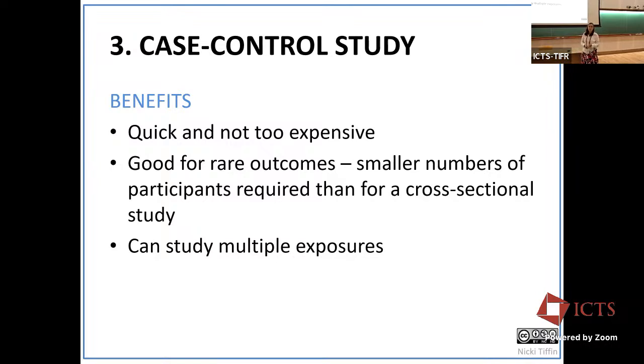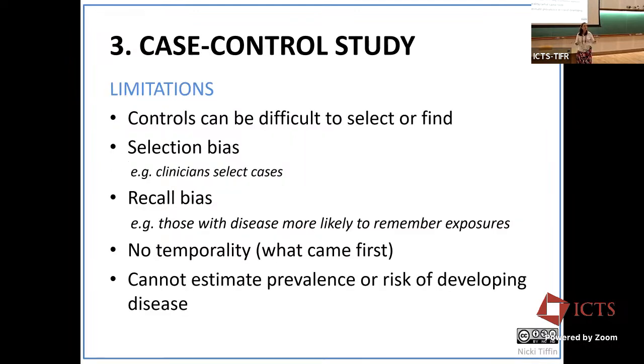And you can study multiple exposures, but you can't study multiple outcomes. So you often see in the big cohort studies, they talk about nested case controls. We'll talk about cohort studies, but sometimes in a big data set, you can actually subselect cases and controls and do a subset case control study, which can be quite useful.